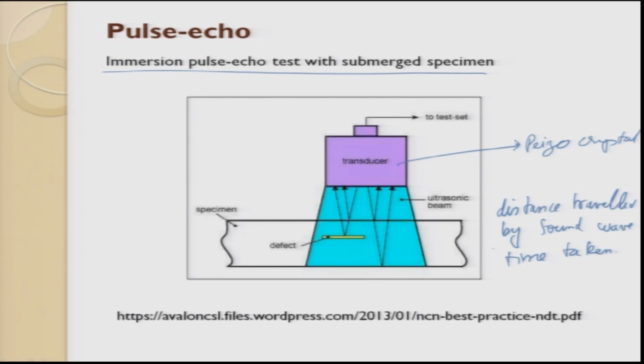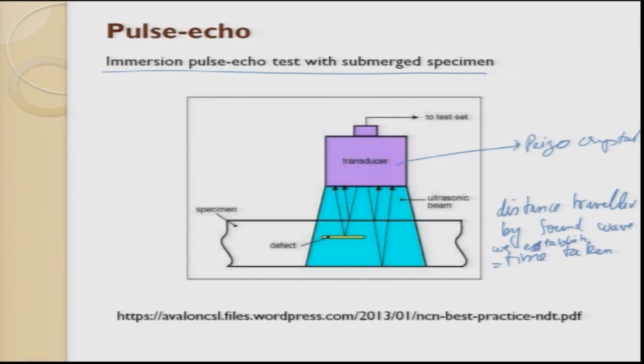From sound waves we establish the time taken, and from the time taken we can try to figure out the distance. From that we can try to figure out why the sound wave is reflecting back, if at all there is a defect, and how far the defect is from the interface.